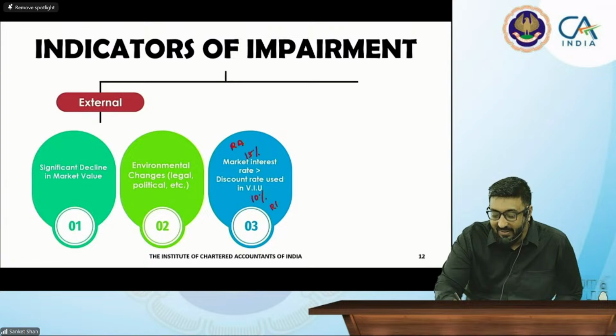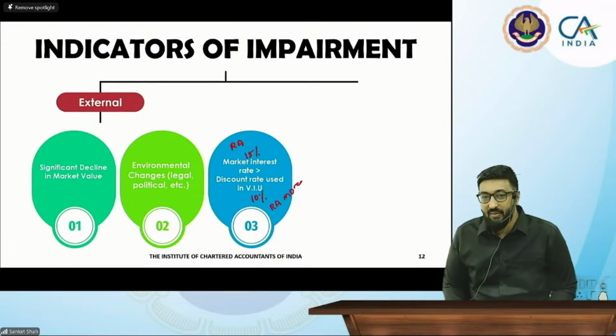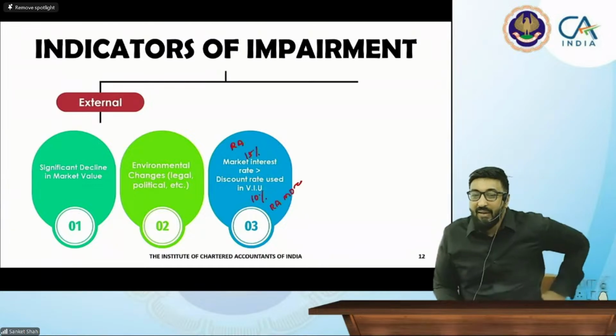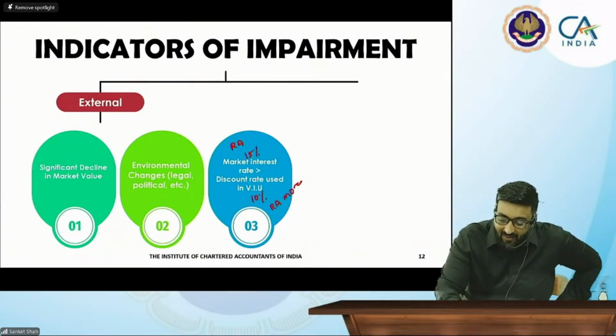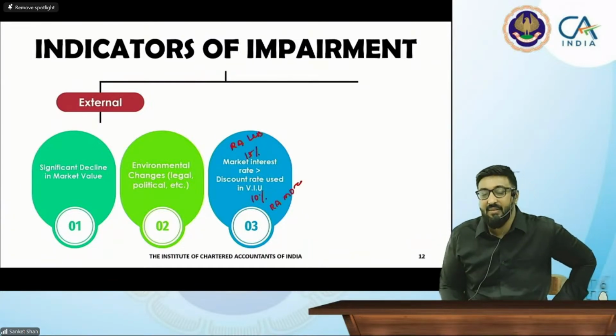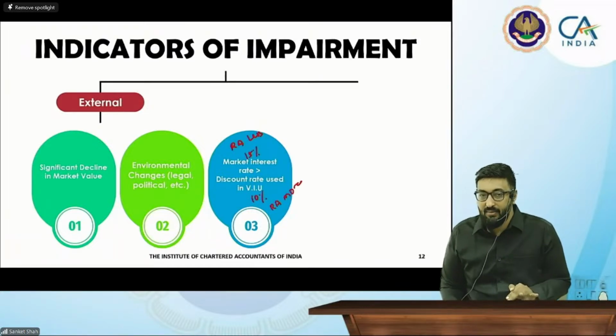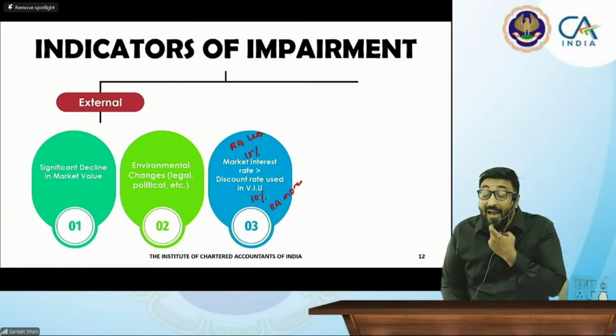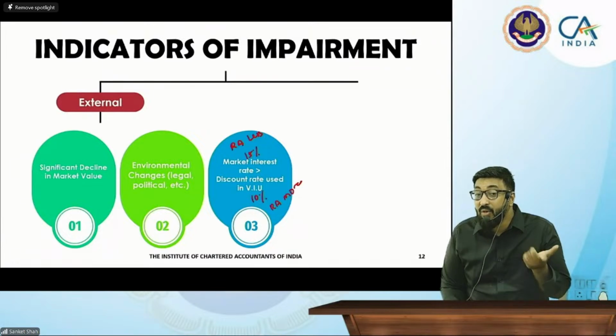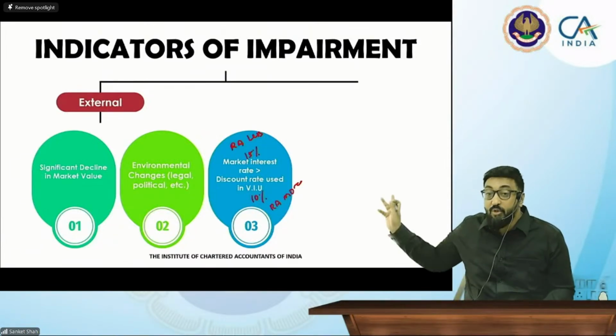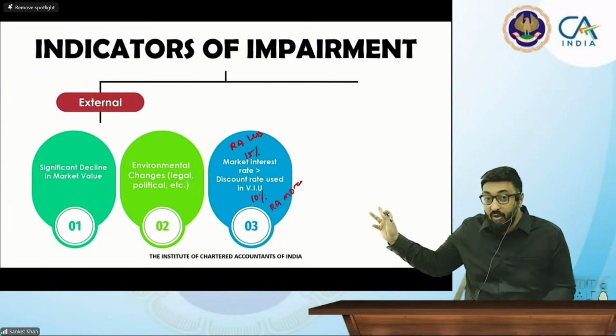Okay, it's mathematics, not a problem. Yes, if recoverable amount is more and your market interest rate is higher, recoverable amount is less, and we want impairment when recoverable amount is less. So is market interest rate higher or lower than the discounting rate you are using for value in use? Higher than the discounting rate. Got the concept? Yes, sir.